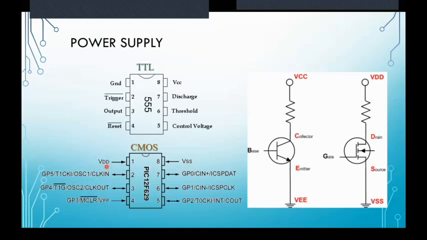So the microcontrollers that you will use in the lab, they all use CMOS technology. And you'll find VDD and VSS as the two different pins for the power supply. VDD will be used for 5 volt and VSS will be connected to the ground.